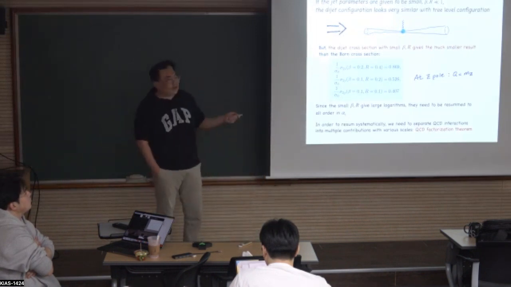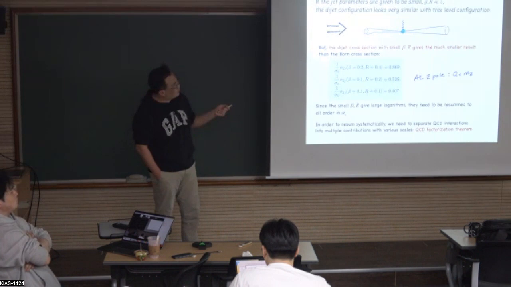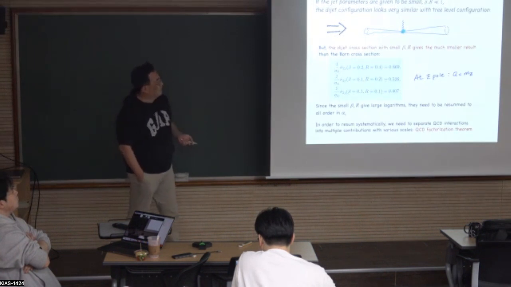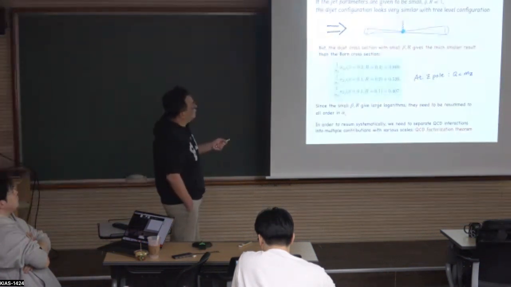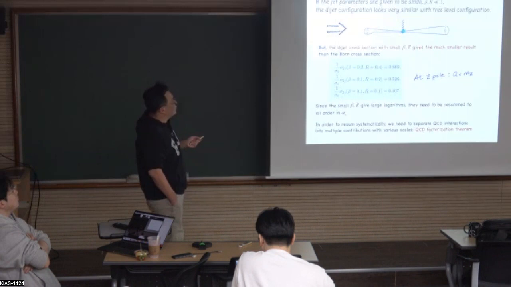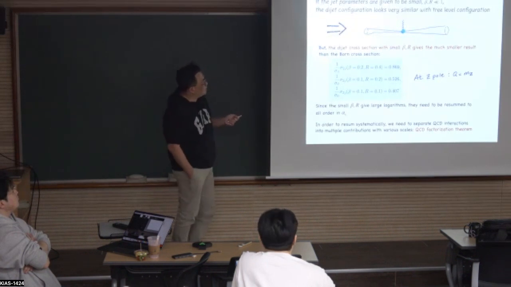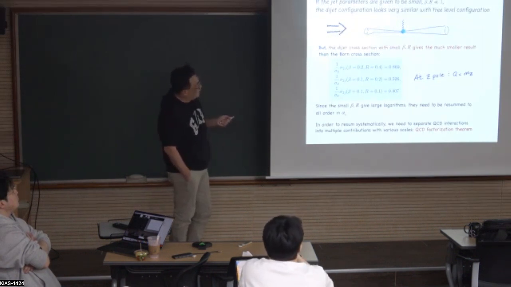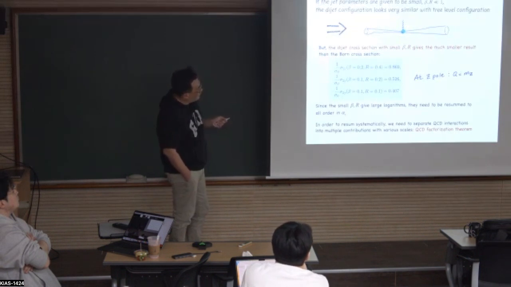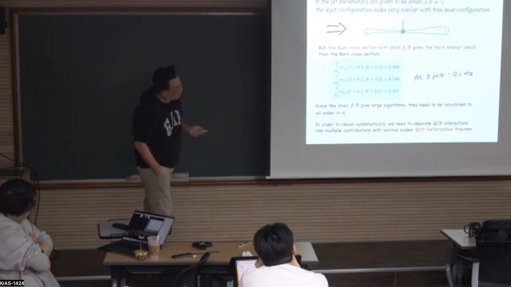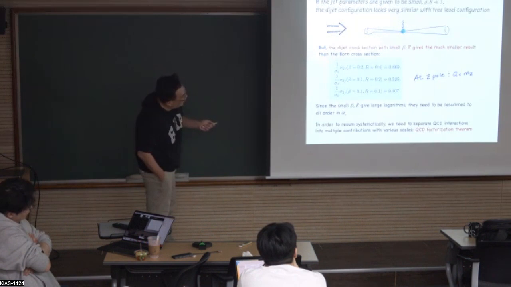So naively, we can guess that this tree-level configuration would give us almost the same result as the leading order result. But however, the dijet cross section with these small parameters beta and R gives a much smaller result than the leading order cross section, right? If we consider the ratio to sigma, where sigma is the tree-level cross section, and this is the Sterman-Weinberg jet scattering cross section, the dijet cross section, for beta equal to 0.2 and R equal to 0.4, the result is 0.86.